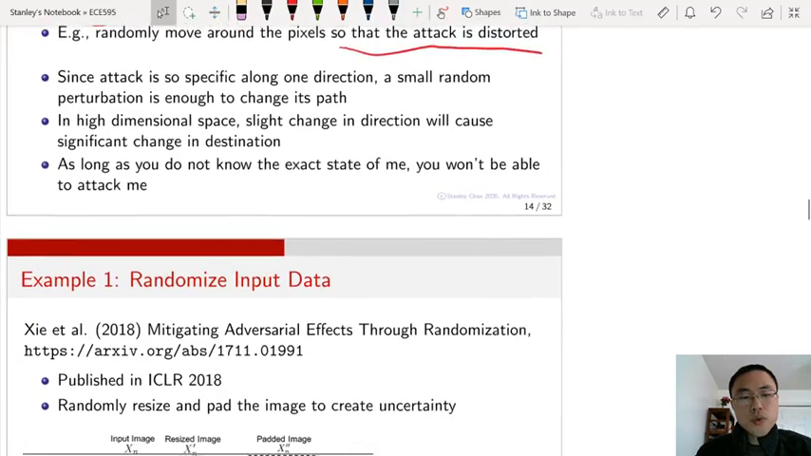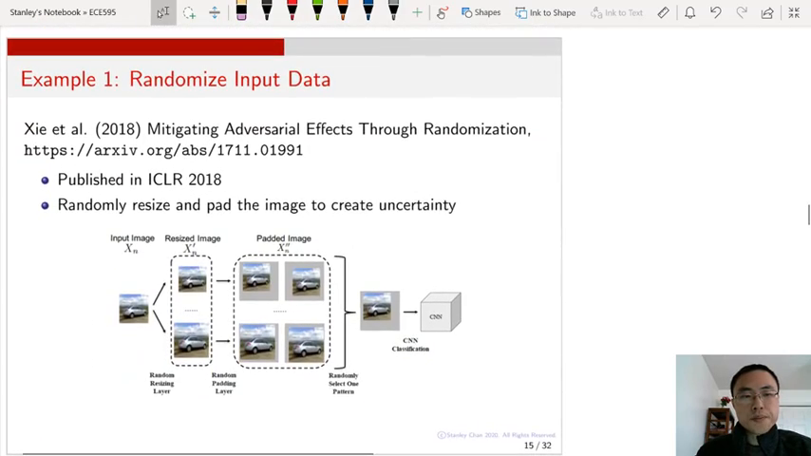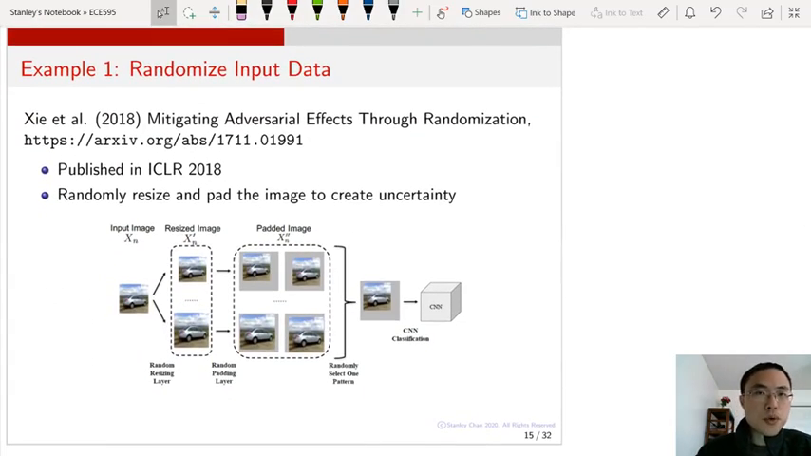Okay, so what would be the example? Let's go to here. This is the first example proposed by Xie et al. in 2018. The title is Mitigating Adversarial Effects Through Randomization. It was published in ICLR in 2018. And the idea is actually quite simple.